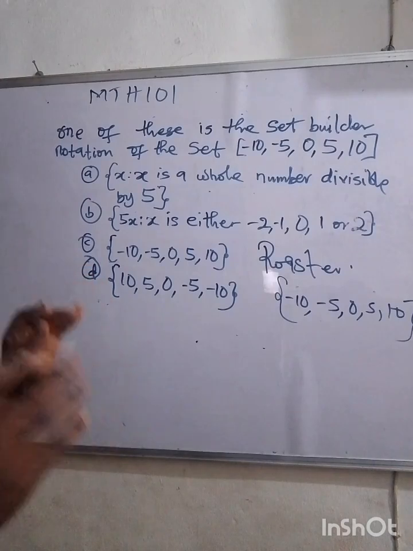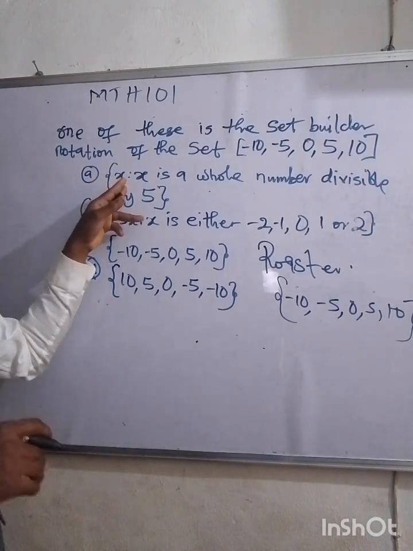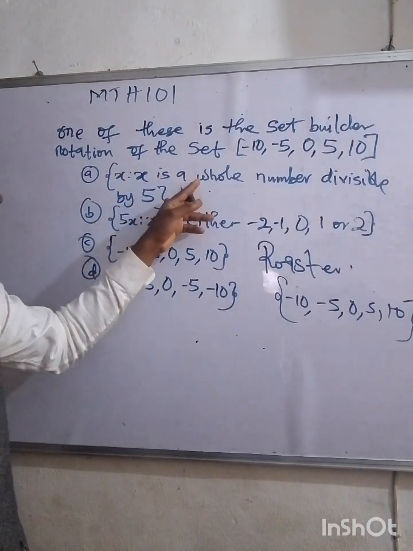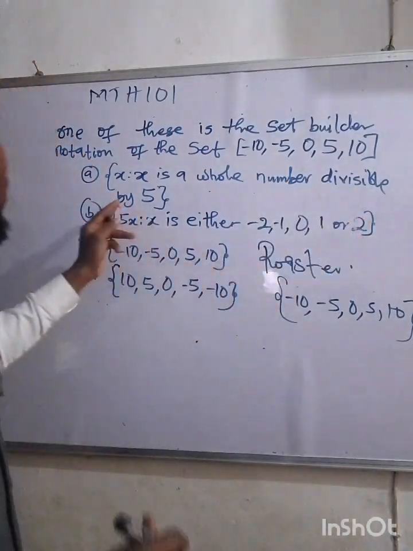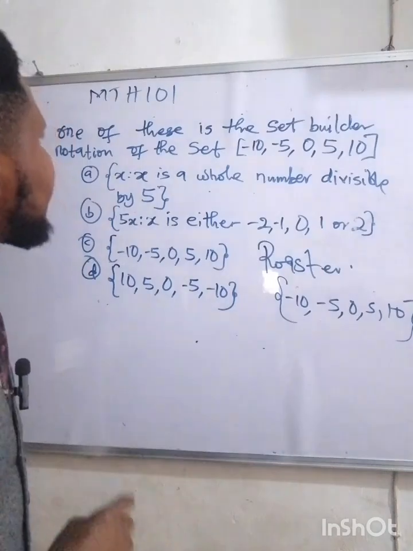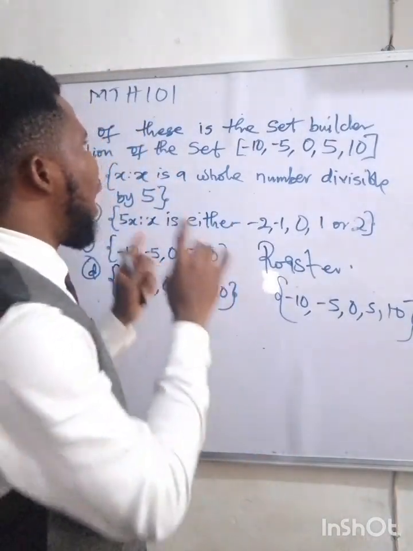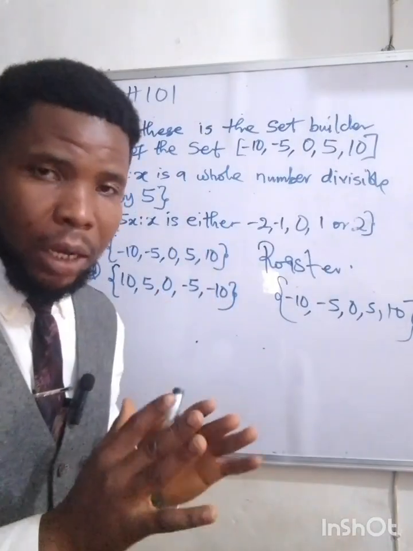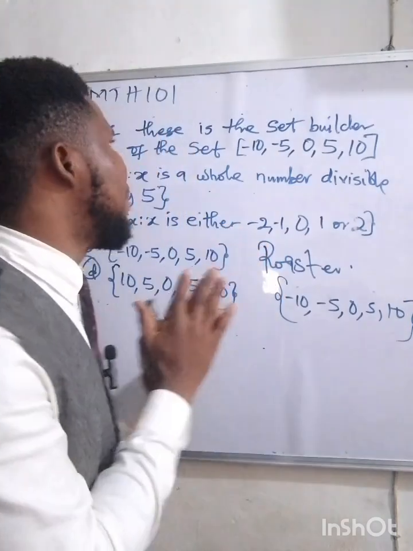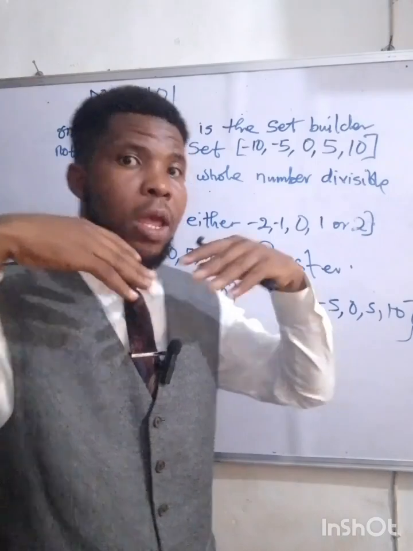Now, let's look at the options, alright? Option A says S is such that, when you see the colon, that's "such that". So S is such that S is a whole number divisible by 5. Now, listen, whole number divisible by 5. Because it said whole number, you are not limited to some certain number. Whole numbers are a very large set of numbers, and we're talking about infinite. Infinite means it continues to infinity.